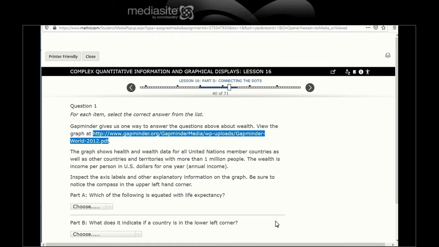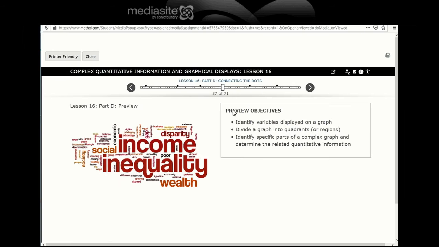There you go. Took a few clicks. Let's see what we have here. Oh, forgot to go back. So let's see. Today, it looks like we will be looking at the preview objectives: identifying variables displayed on a graph, dividing a graph into quadrants. That means 4. Identify specific parts of a complex graph and determine the related quantitative information. The quantitative is our measurables.